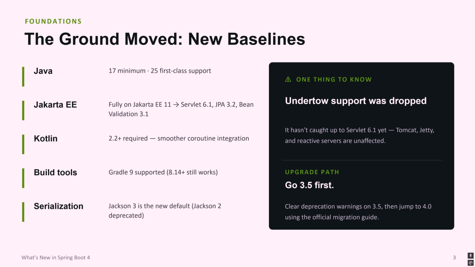Then there is Jakarta EE and the servlet version. Kotlin 2.2 is required at least, and Gradle version 8.14 is still supported. Jackson 3 is the default now, but Jackson 2 is also supported, although it is deprecated. One big thing is that Undertow support is dropped because of a mismatch in servlet version; it did not support servlet 6.1 yet. And one side note: if you want to upgrade to Spring Boot 4.x, Spring officially recommends going to Spring Boot 3.5 first, and upgrading your dependencies. When you are on 3.5, you can remove all the deprecation warnings, and then you can easily move to version 4.